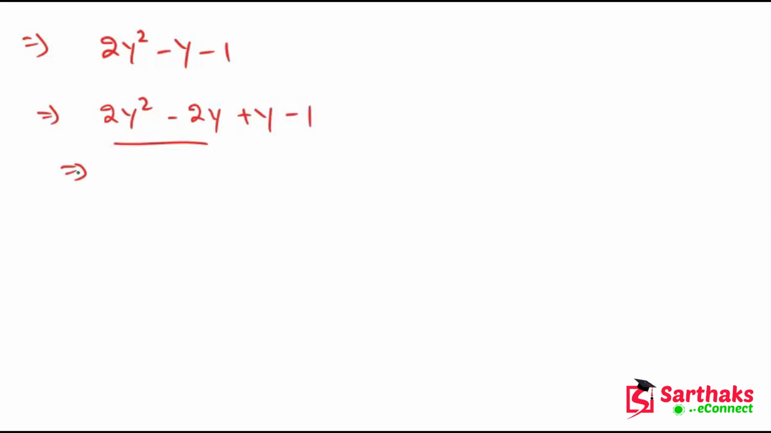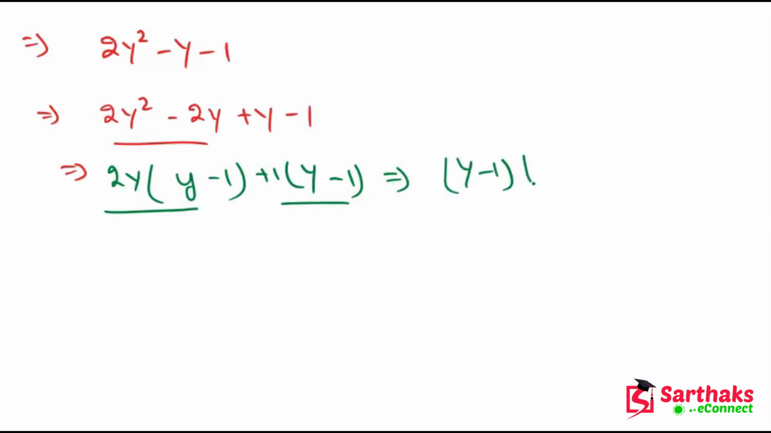Here we have 2y square minus y minus 1, so we have to split the middle term: minus 2y plus y. From the first two terms we take 2y as common, so we get y minus 1, and from the other two terms we take plus 1 as common, so we get y minus 1. Now we take y minus 1 as common from these two terms, and we get 2y plus 1. So these are the two factors.